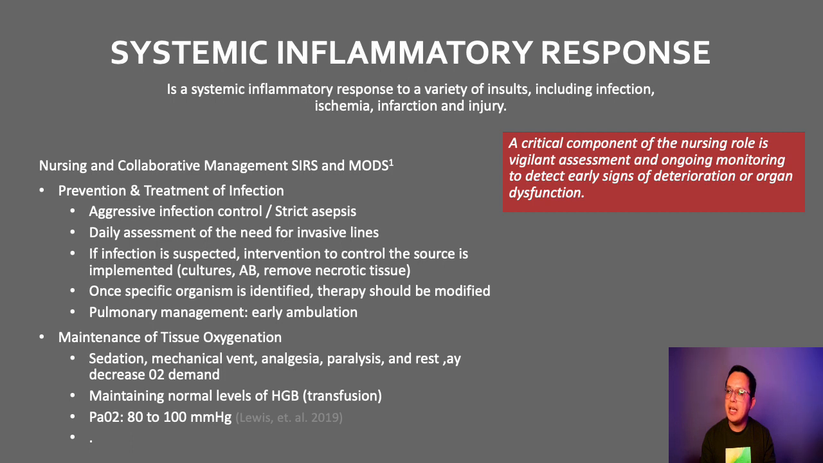PaO2 is 80 to 100 millimeters mercury. So for patients with SIRS, if not detected early, prognosis is very poor for this patient. Mortality is high at 70 to 80% if there's an involvement of 3 or more organs.